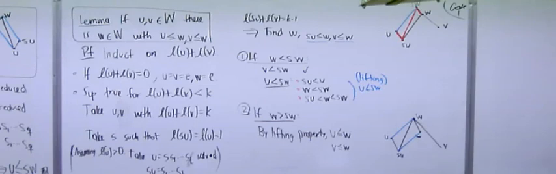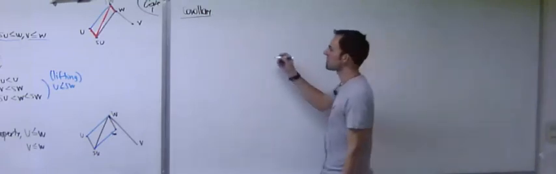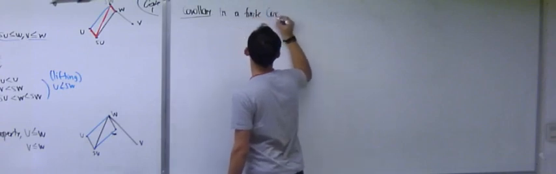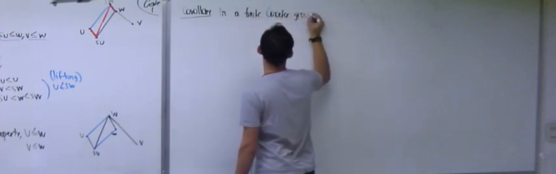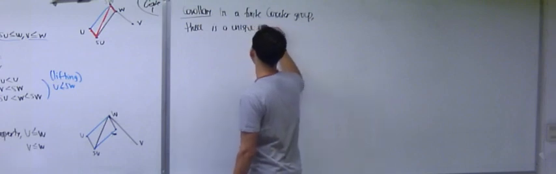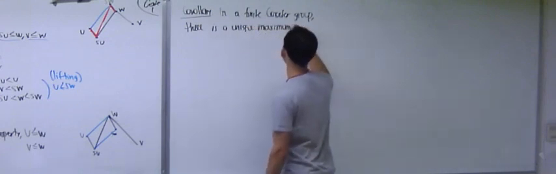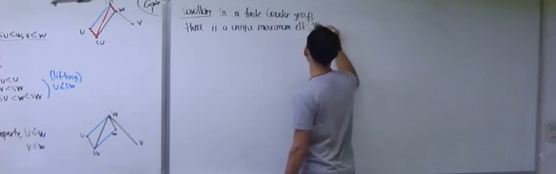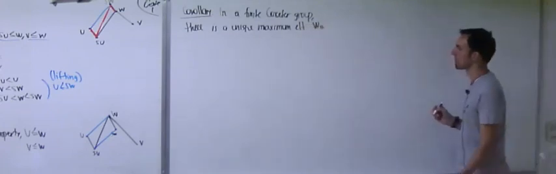So that's my lemma. And given that lemma, I have an immediate corollary which says that in a finite Coxeter group, there's a unique maximum element, which I'm going to call W naught. Okay.